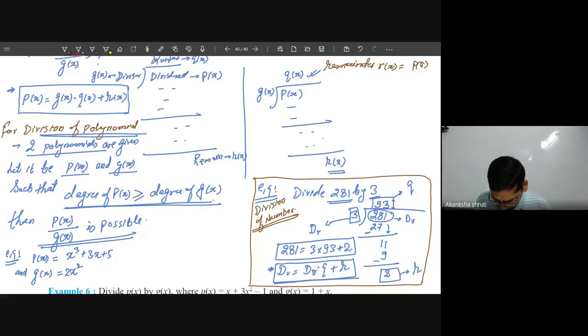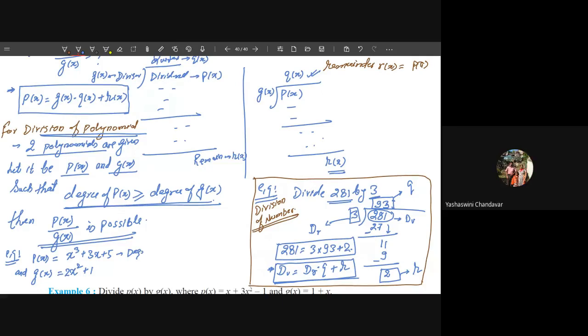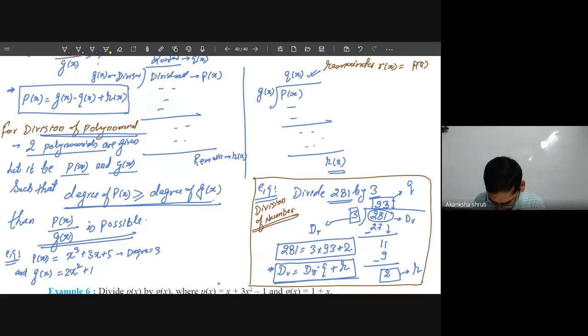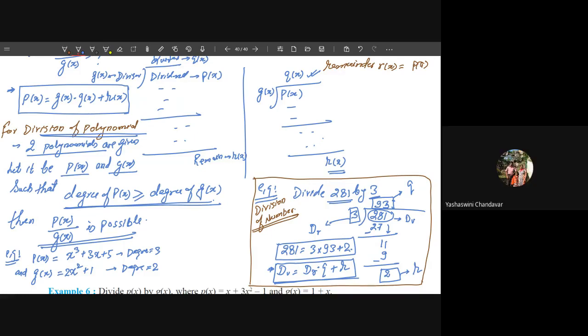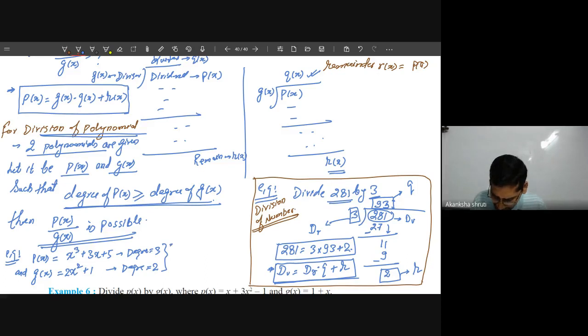2x square plus 1. Student, what is the degree of px here? 3. Very good. What is the degree of gx here? 2. What are we observing? Is 3 greater than 2 or not? Yes, sir. Great. So by this we can say px is divisible by gx.